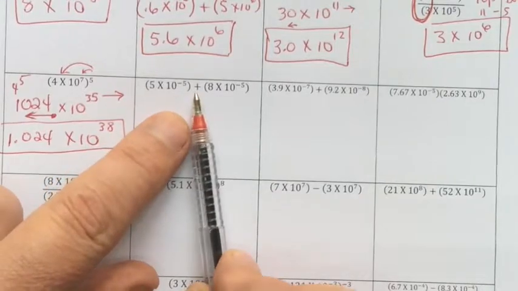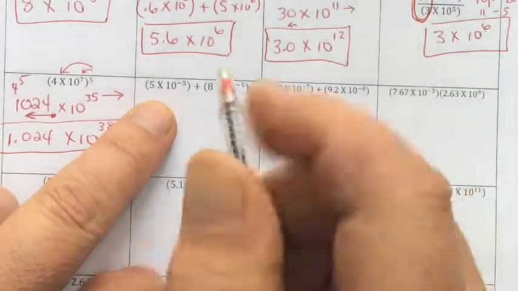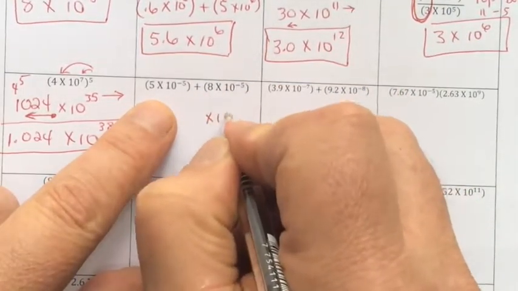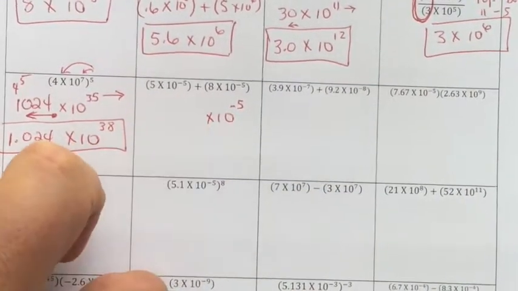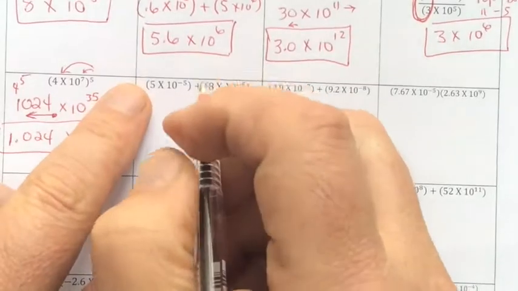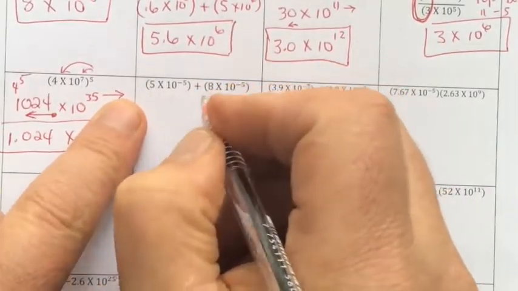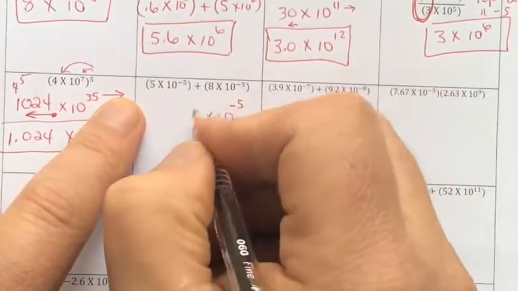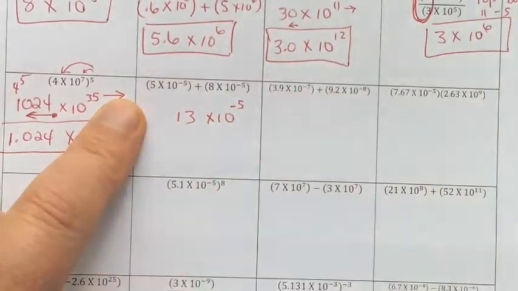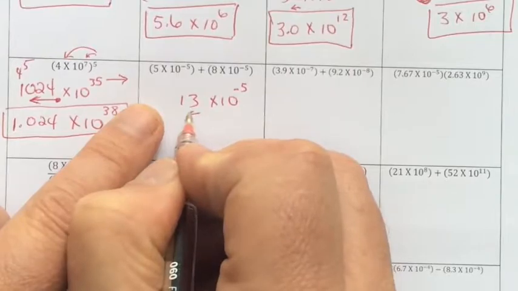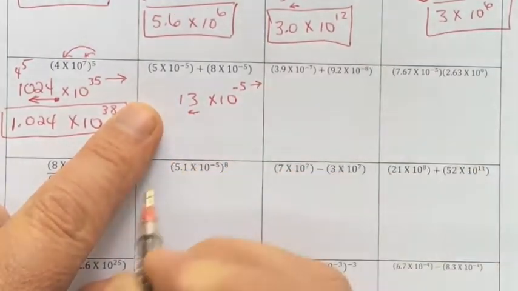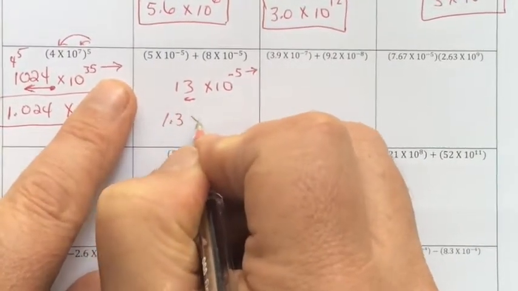Look, we want to add same powers. So we know we're going to end up with the same power. It's going to end up with 10 to the negative 5. And then we're going to add 5 plus 8. So 5 plus 8 is 13. Okay, I've got to fix 13. That's too big, so I'm going to move the decimal 1 to the left, so that goes 1 to the right. So we have 1.3.